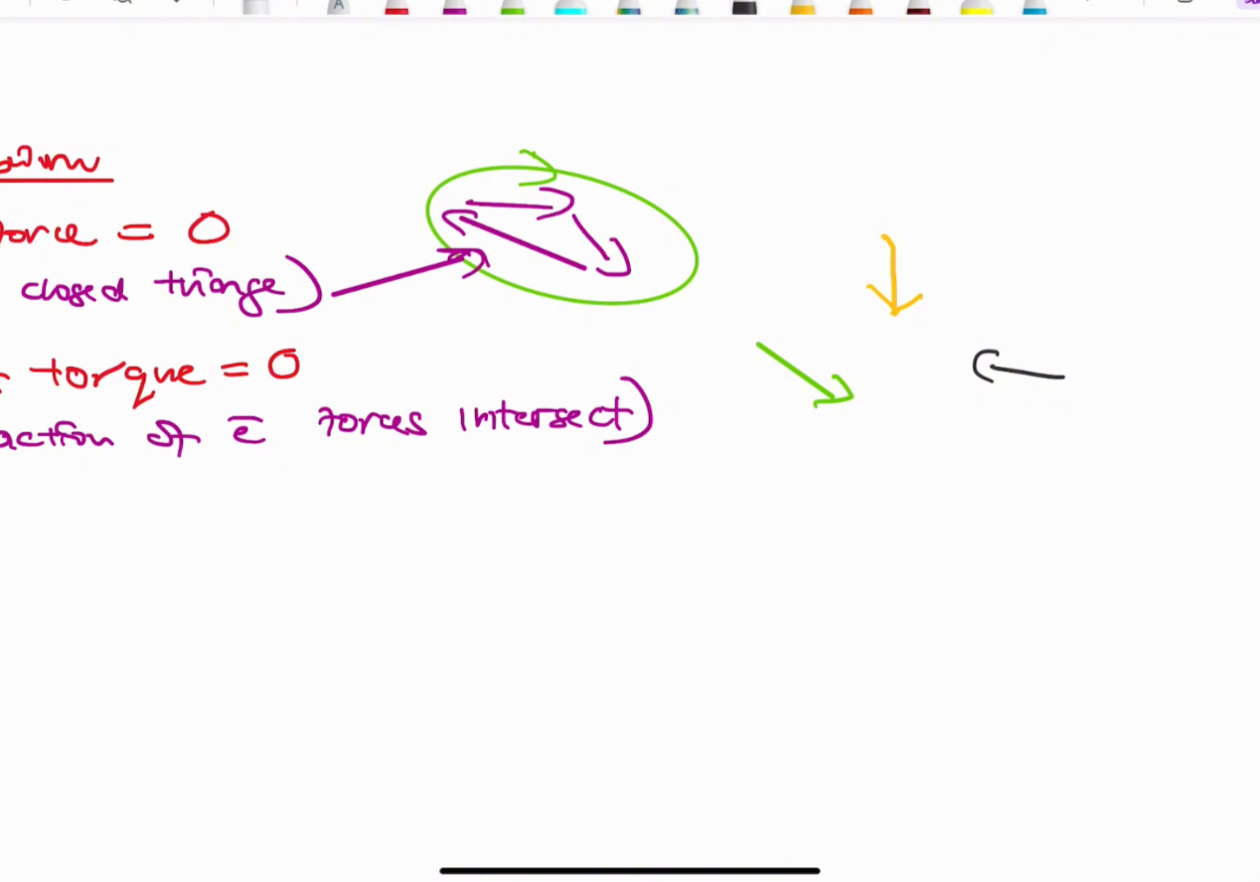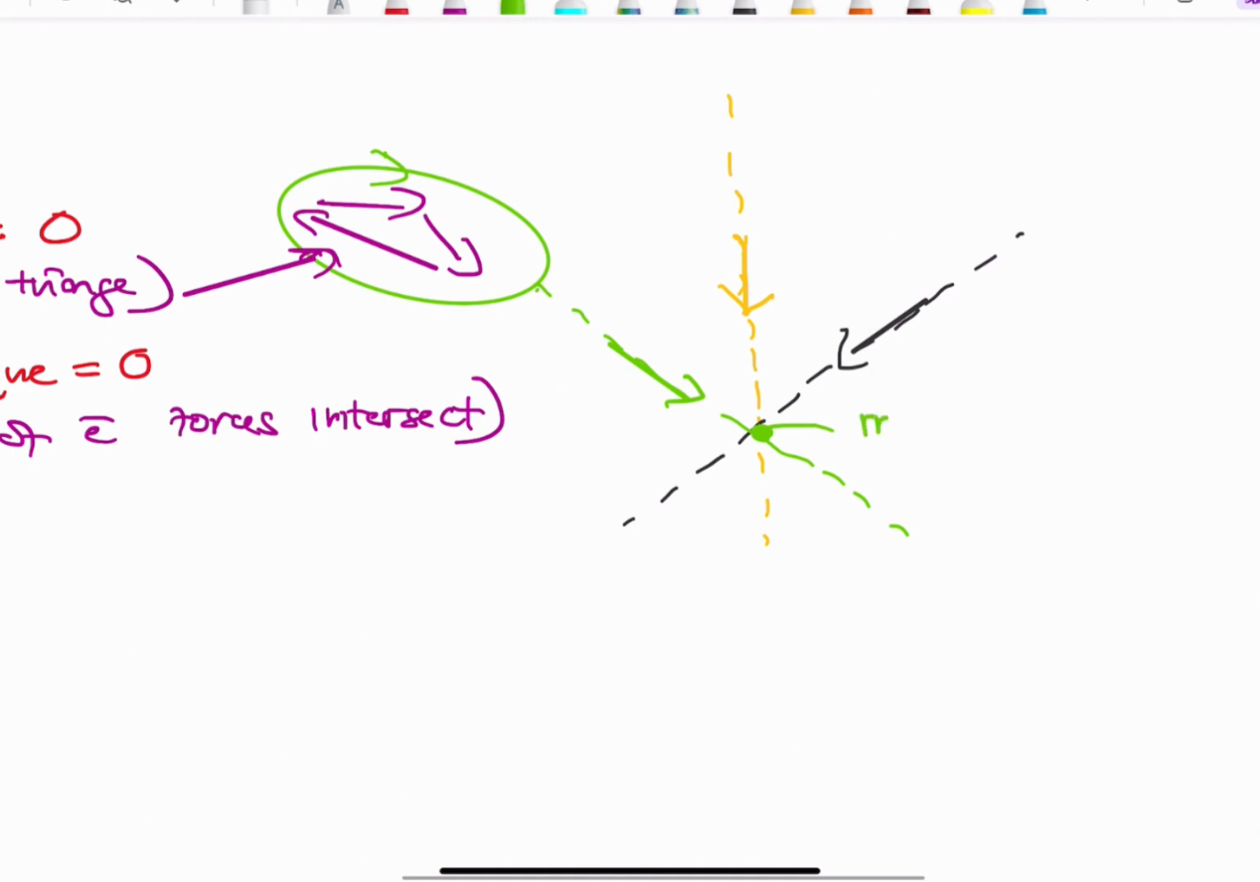If I were to extrapolate this force, it would be something like this. If I were to extrapolate that force, no, that won't meet. Let's say it's more like this. If I extrapolate this force, it would be something like that, and this force too. So this is where they meet at a point. Since they meet at a point, there is no resultant torque.